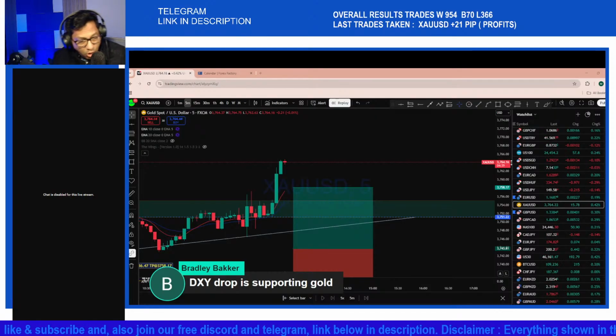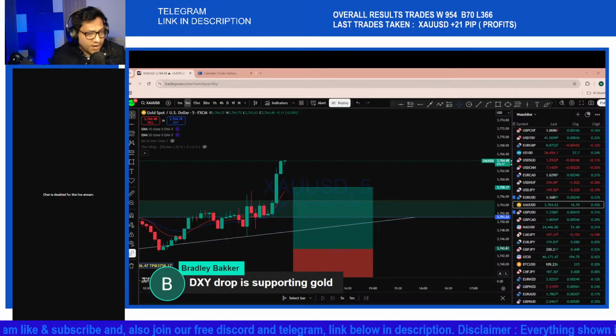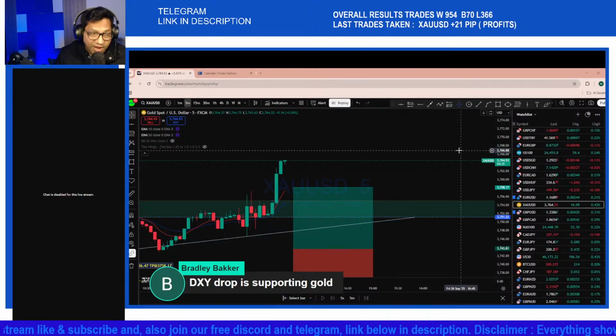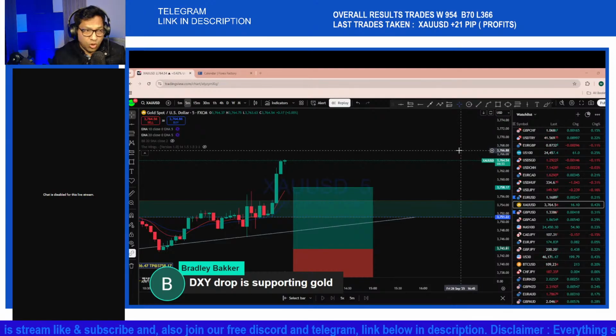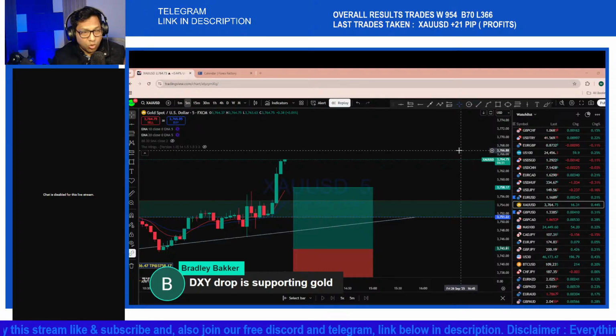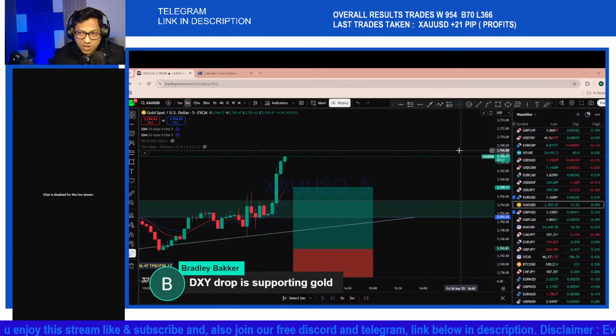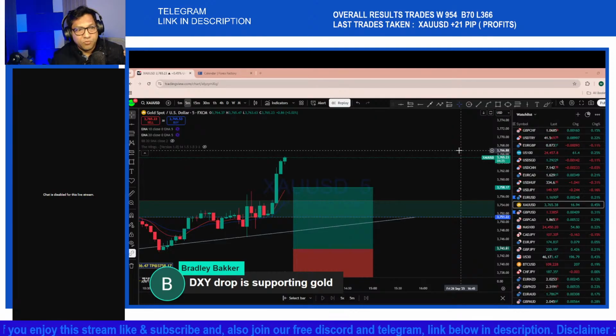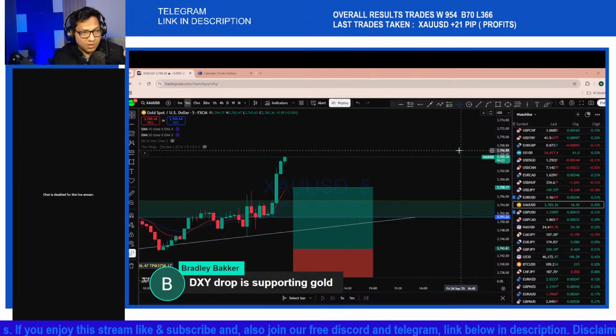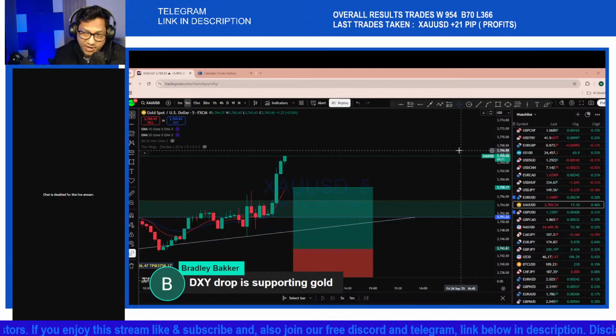And why also, if you look at the fundamentals, when there is a rate cut, gold is going up, right? When there is a rate cut, gold is going up. When DXY is coming down, gold is going up. There is a direct relationship, right? And especially with the rate cut, right?